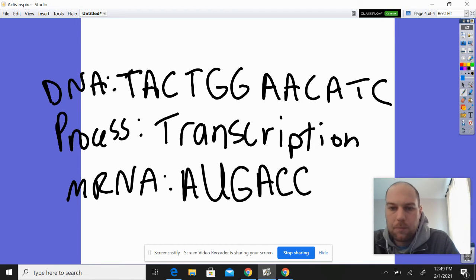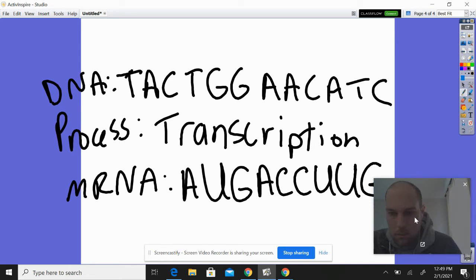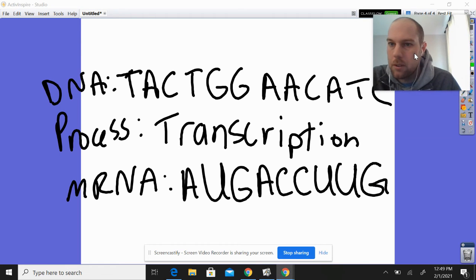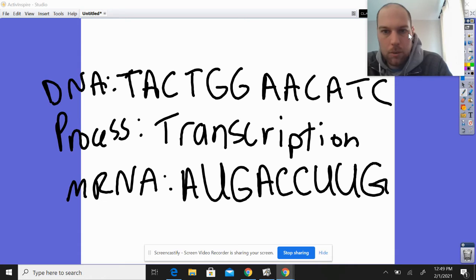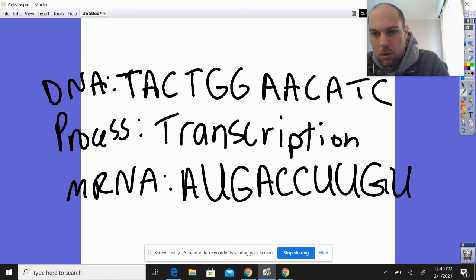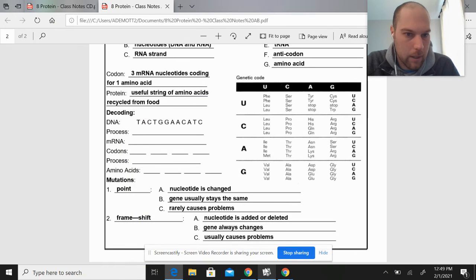ACC. A's go to U's, G. I'm moving my face here so I can finish this. UUG, UAG. That would be your base pairs. Hopefully you can understand why these have paired the way that they have. I just took this DNA and transcribed it down here. What do we have next?